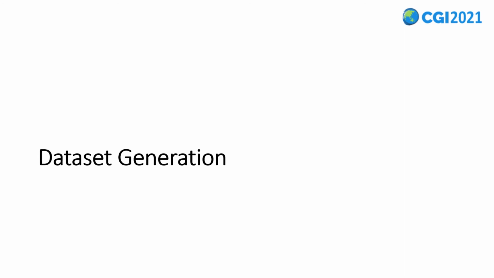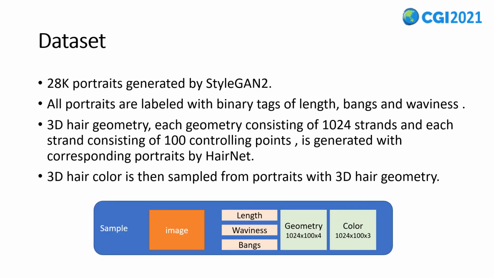Dataset generation. We generate 28 thousand portraits with StyleGAN2. All portraits are labeled with binary tags of length, bounce, and waviness. We generate 3D hair geometry with HairNet. Each geometry consists of 1,024 strands of hair, and each strand consists of 100 controlling points. We then sample color of each point from portraits with 3D hair geometry.